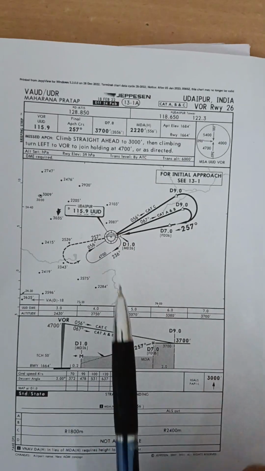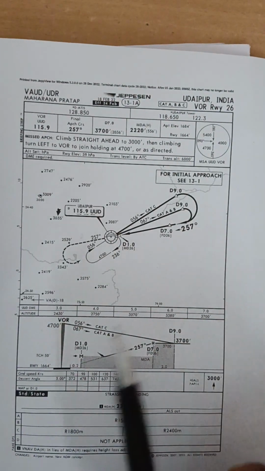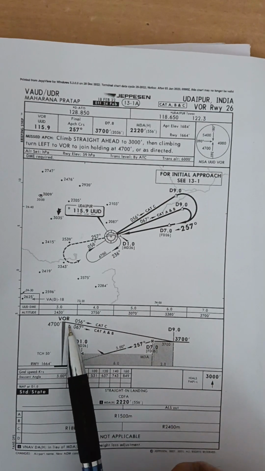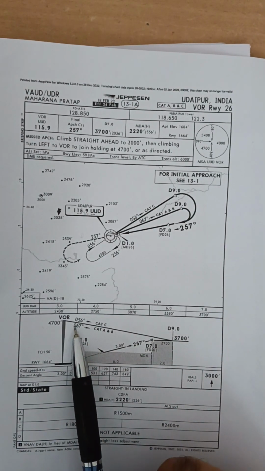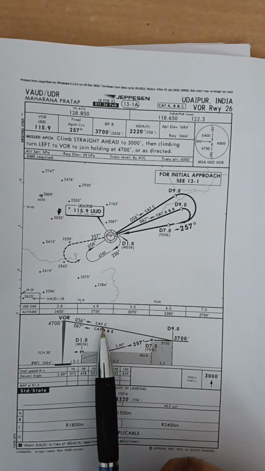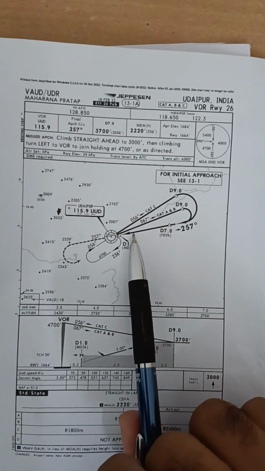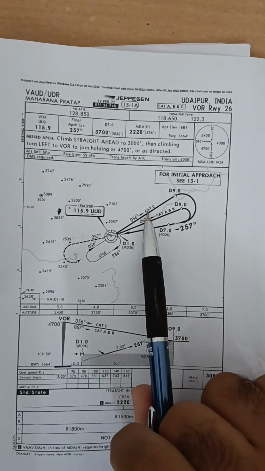So if you're not joining the arc and you're coming directly via overhead, what you're going to do is come 4700 overhead, go outbound on a radial of 056 if you're Cat C aircraft. If you're Cat A and B, you will go 067, as you can see here, 067 for Cat A and B, 056 for Cat C.